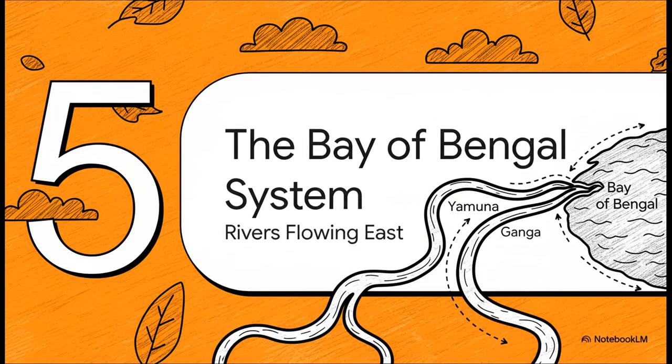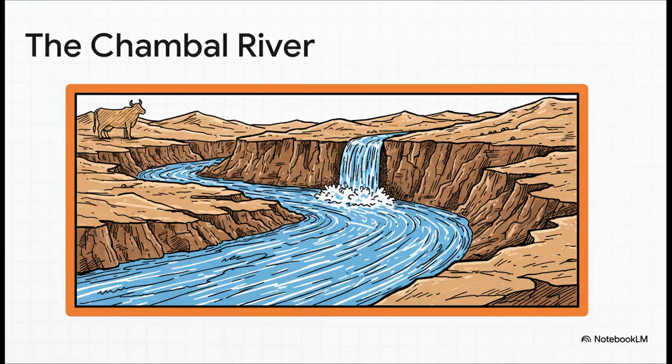So, from the rivers that disappear, we're now turning to our final category, the rivers that flow east. These are the ones that join up with the massive river systems of the Gangetic Plain, and eventually, their water makes it all the way to the Bay of Bengal. The main artery of this whole eastern system is the mighty Chambal River. People call it the Kamdanu of Rajasthan, and it is the state's longest river overall.